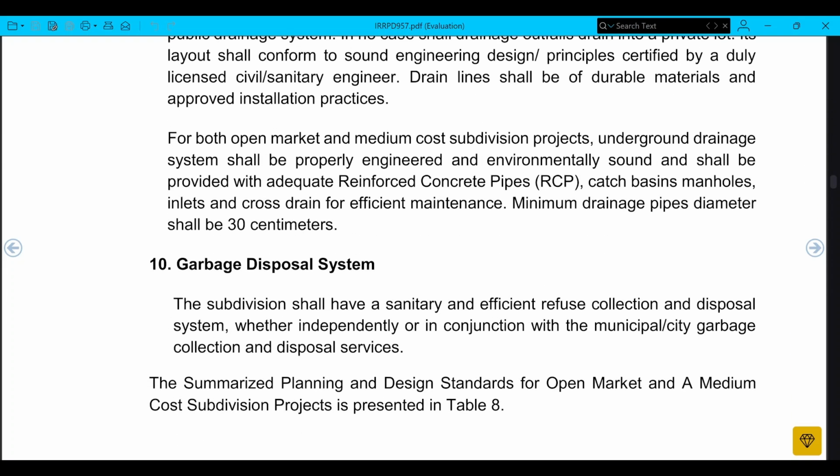For both open market and medium cost subdivision projects, underground drainage systems shall be properly engineered and environmentally sound and shall be provided with adequate reinforced concrete pipes, or RCP, catch basins, manholes, inlets, and cross drain for efficient maintenance. Minimum drainage pipes diameter shall be 30 centimeters. 10. Garbage disposal system. The subdivision shall have a sanitary and efficient refuse collection and disposal system, whether independently or in conjunction with the municipal city garbage collection and disposal services.